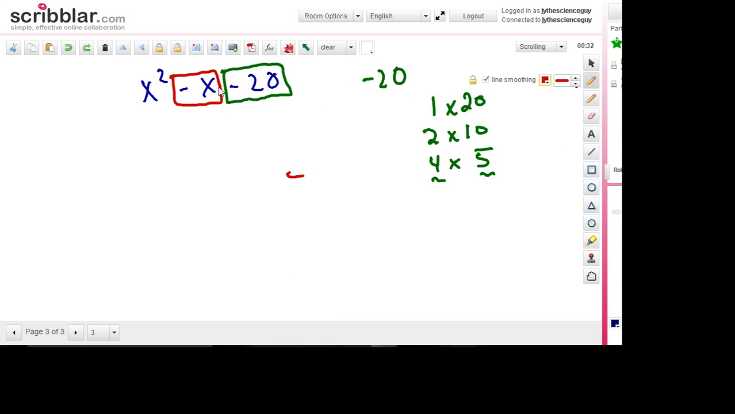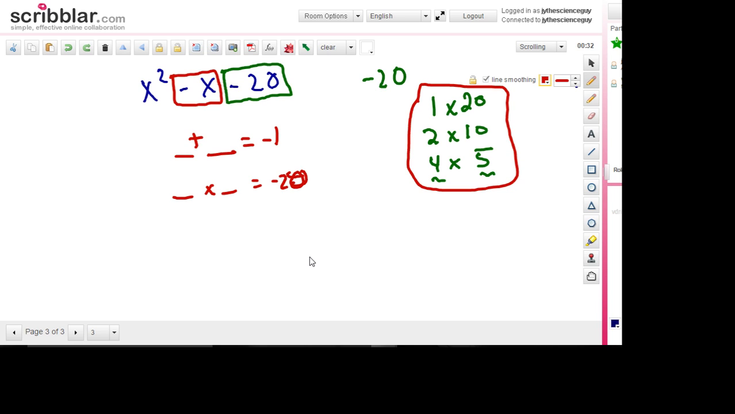All right. So now I'm going to focus on this number. What number is there? -1. So I'm looking for two things that add together that give me -1, and those same two numbers that multiply together to give me -20. So which one of these factors actually fits that bill? And I can use positive and negative numbers.